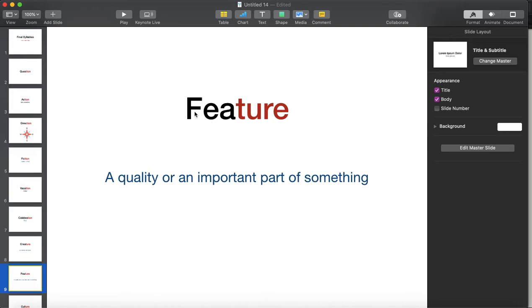For example, we can also have a feature in our neighborhood. We have a good feature that we have a club nearby. So this is a good feature. Feature is something important or a part of something that you really like. Okay? Feature. This TV has lots of features. It can play music, it can play sounds and videos. This is a feature. Okay?